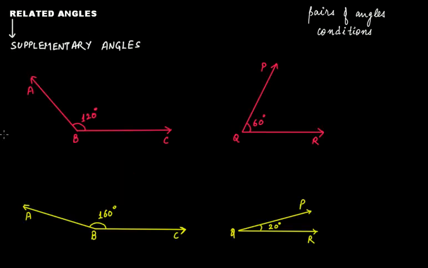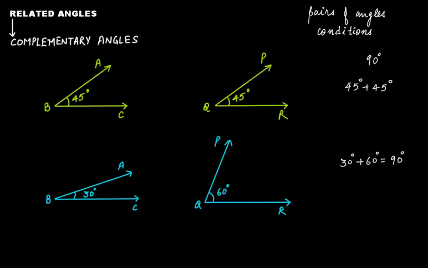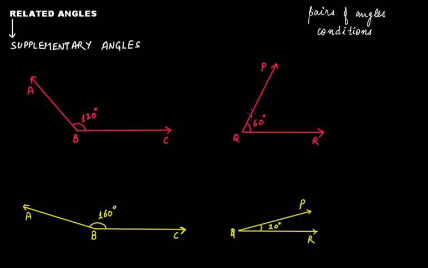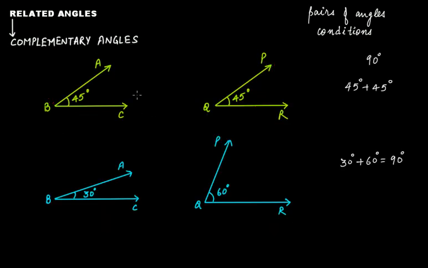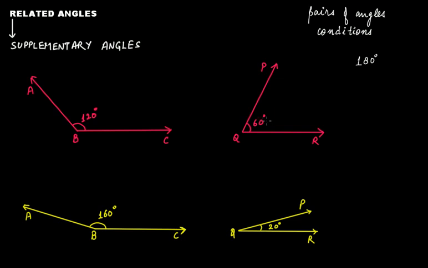The next type of related angles is supplementary angles. In the previous case, the sum should be 90 degrees in order to be complementary angles. In this case, the sum of angles should be 180 degrees. If a pair of angles is such that their sum is equal to 180 degrees, then those two angles are actually supplementary angles. Okay, and those two angles are supplementary to each other. Like in that case, it was complement to each other, in this case, two angles are supplement to each other.